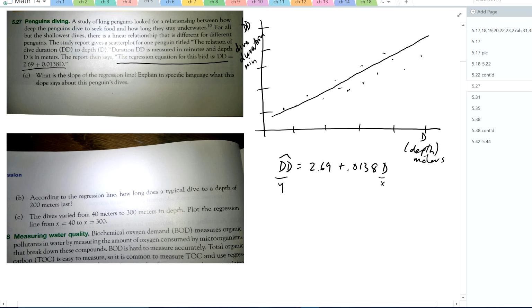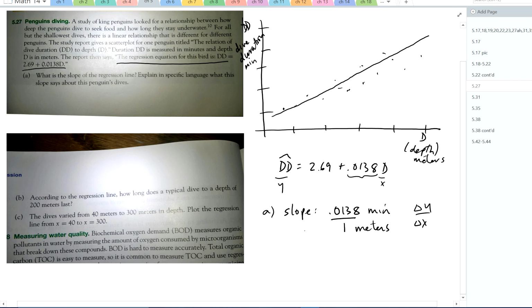What is the slope of the regression line? So the slope is the coefficient of my x, so a, slope is 0.0138 over 1, and I have to put my units on it. So the units are minutes on the top for my change of y, and meters on the bottom. This is what we talked about on the last video. So it's change of y over change of x for my slope.